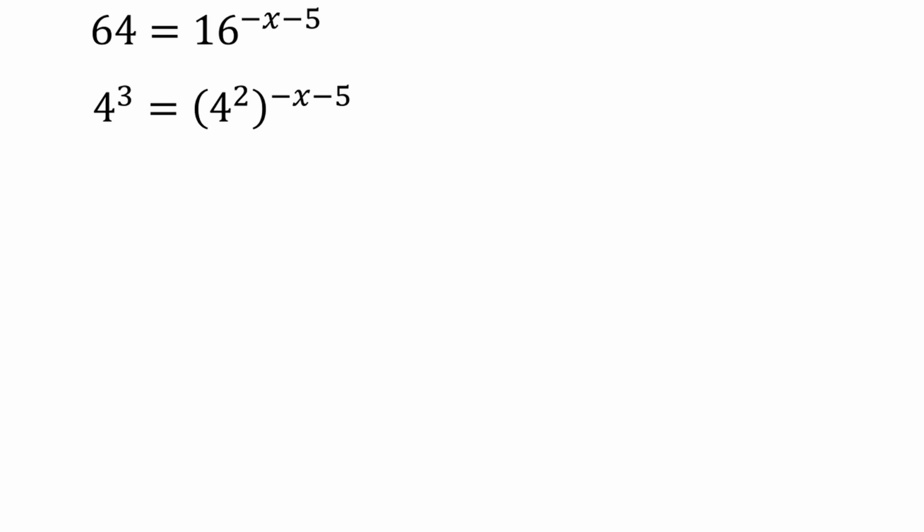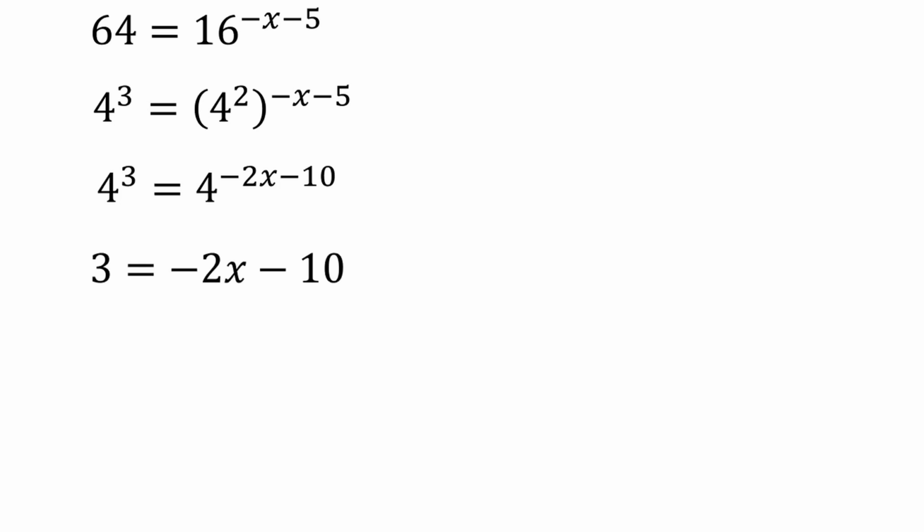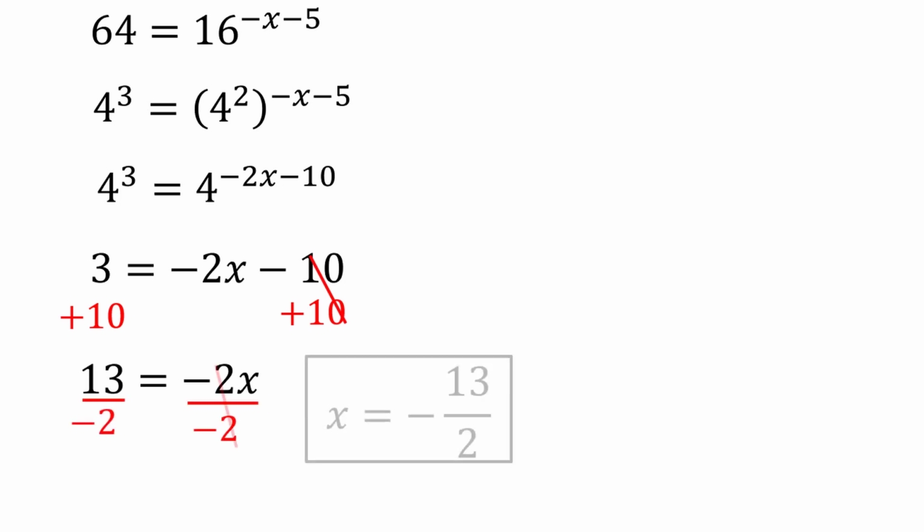We can distribute the exponent on the right-hand side by multiplying. We have 4 to the third power is equal to 4 to the negative 2x minus 10 power. Since the bases are the same, the exponents must be the same too. So instead of using logs, we can simply set the exponents equal to each other. We have 3 is equal to negative 2x minus 10. Adding 10 to both sides, we have 13 is equal to negative 2x. Dividing by negative 2, we have x is equal to negative 13 over 2, which is our answer.